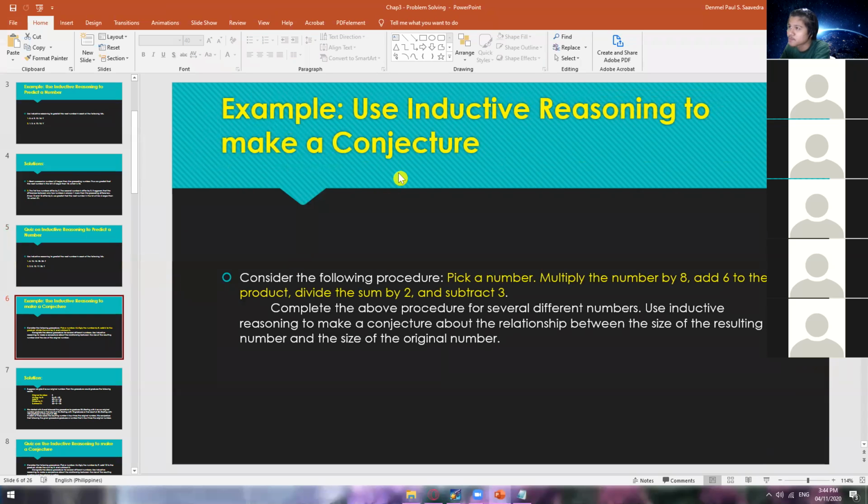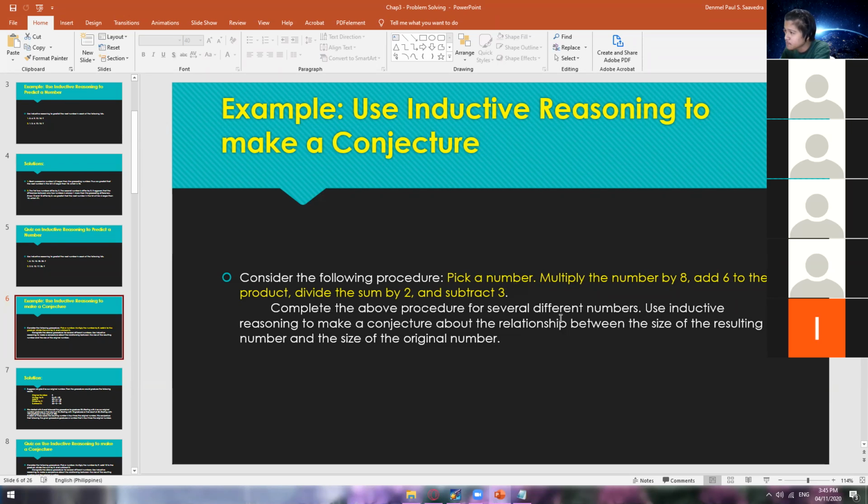Next example. Use inductive reasoning to make a conjecture. When we say conjecture, it is the expected number that you're trying to expect from that example or from that basis. Consider the following procedure. Pick a number, multiply the number by 8, add 6 to the product, divide the sum by 2, and subtract 3. Complete the above procedure for several different numbers. Use inductive reasoning to make a conjecture about the relationship between the size of the resulting number and the size of the original number.